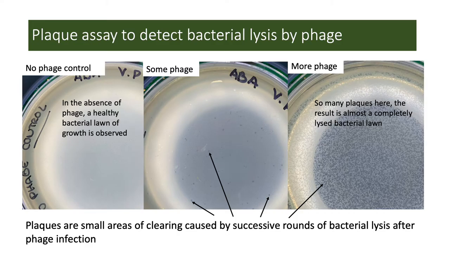So this bacterial cell will lyse, and in the process, more phage virions will burst out of the bacterial cell. These phage virions will then go on and infect more bacterial cells, which will go through the same lytic process. With every round of lysis, more and more bacterial cells will be killed, and these successive rounds of lysis result in an area of clearing that is large enough for us to see without a microscope. Now, the right-hand panel is a petri dish with bacteria as well as a lot more phage added to it. The end result is the formation of so many plaques that they start to come together, and the effect is an almost completely lysed bacterial lawn, so that you can almost see entirely through the clear bacterial lawn.